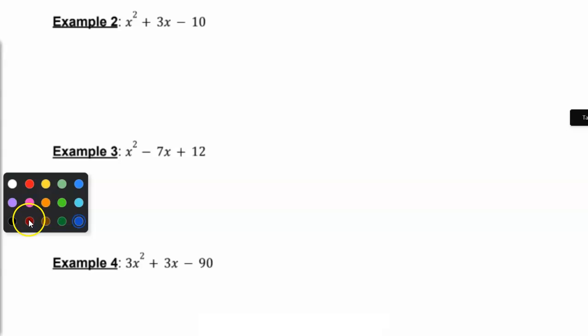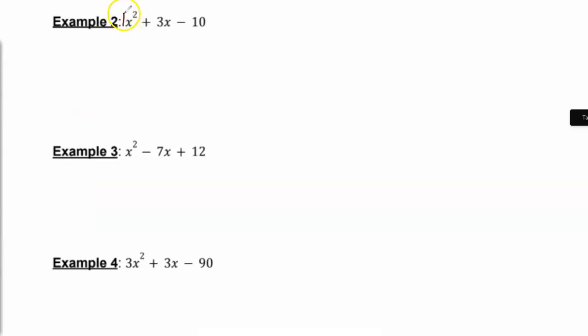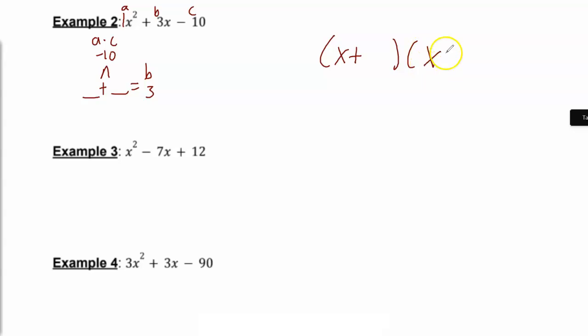Here, I still can do the same process. I have an A, B, and C. A times C is negative 10, that adds to a B of 3. So once I find my magic number, I'm going to do x plus my magic number, x plus my magic number.